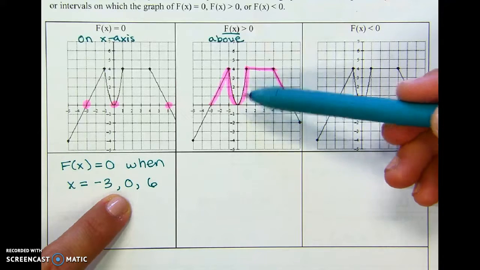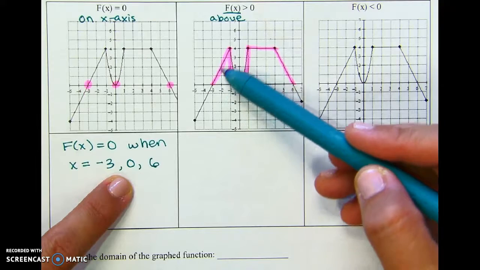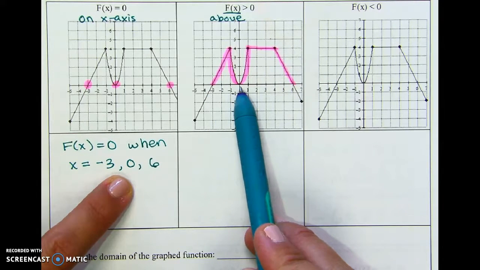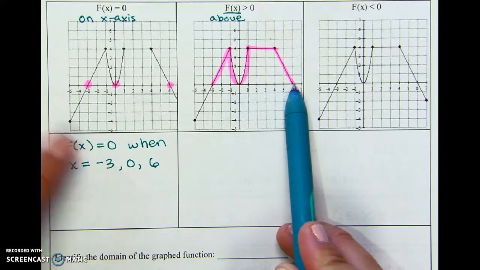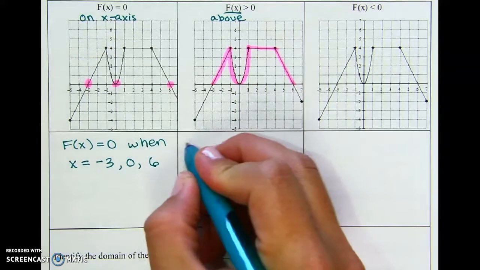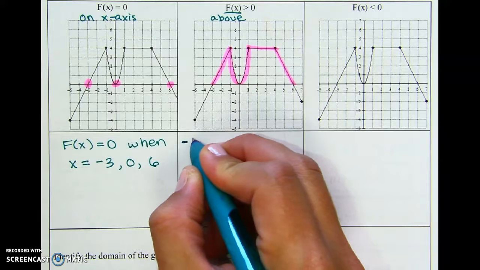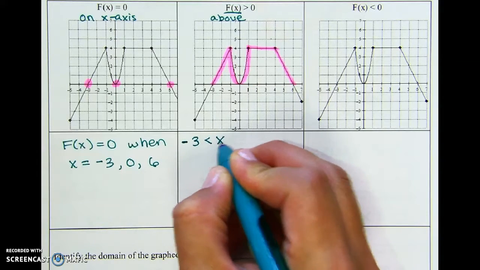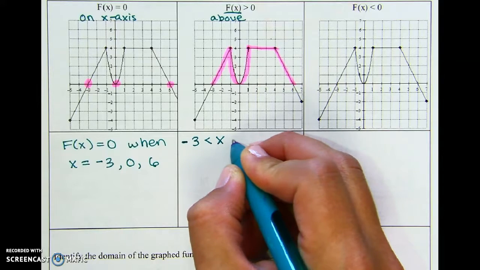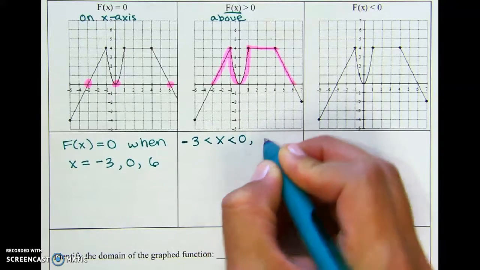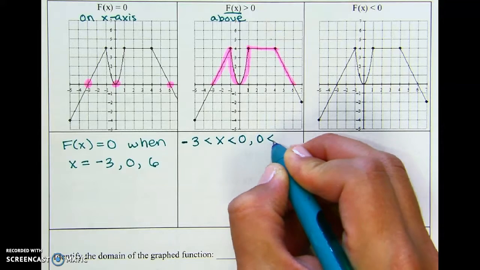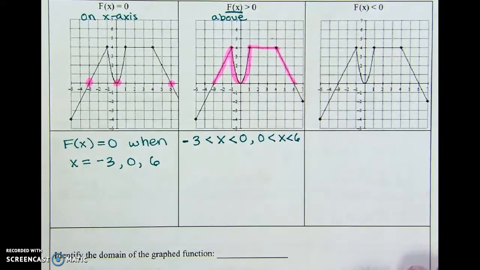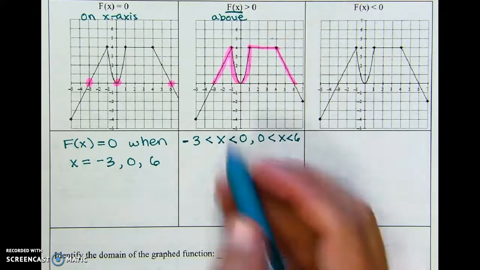You ready? We're going to say from -3 to 0, but then we need to jump over 0 and go from 0 to 6. You ready? We're going to do both ways. So -3 is less than x is less than 0, and then we go from 0 is less than x is less than 6. All right, that's one way.